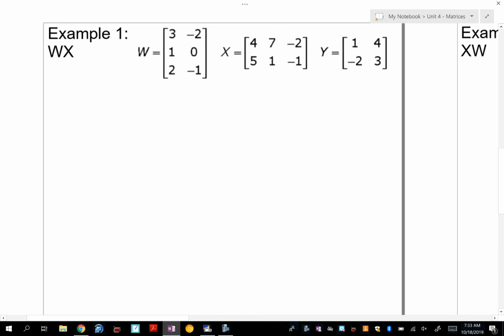What I want you to do right now is flip over your paper to the back. Many of you write small, so keep writing small. Some of you don't. Today's the day to write small. A lot of writing is going to happen. So the first thing it says is W times X. I'm going to write down matrix W. You should be writing this on the back. Times matrix X.